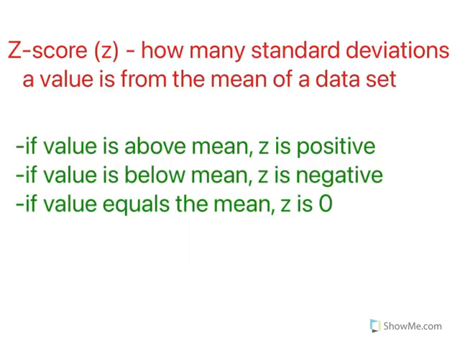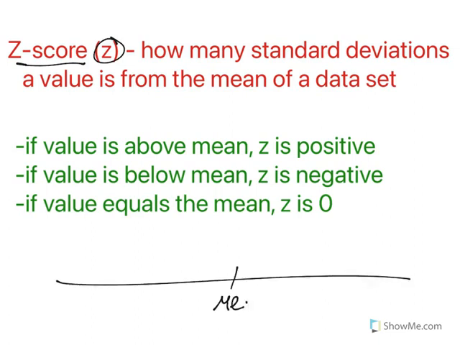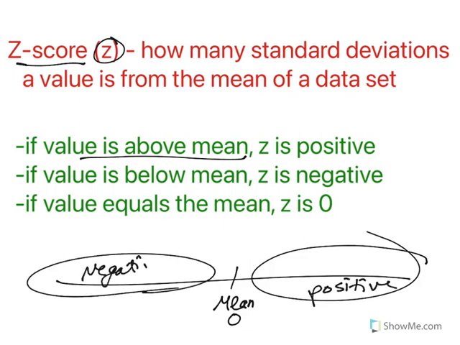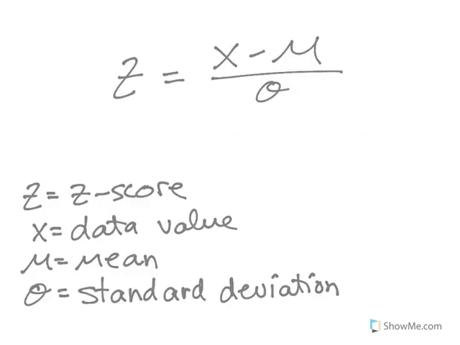Let's compute z-scores. A z-score, often just noted as z, is how many standard deviations a value is from the mean. So if we think about a number line where the mean is in the middle and the mean is 0, then anything above the mean is going to be positive, and anything below the mean is going to be negative. And as I mentioned, if it equals the mean, it's going to have a z-score of 0.